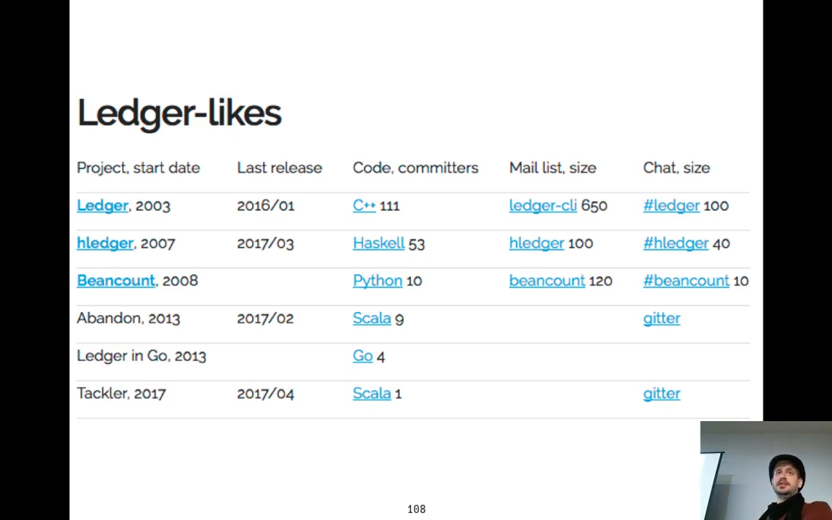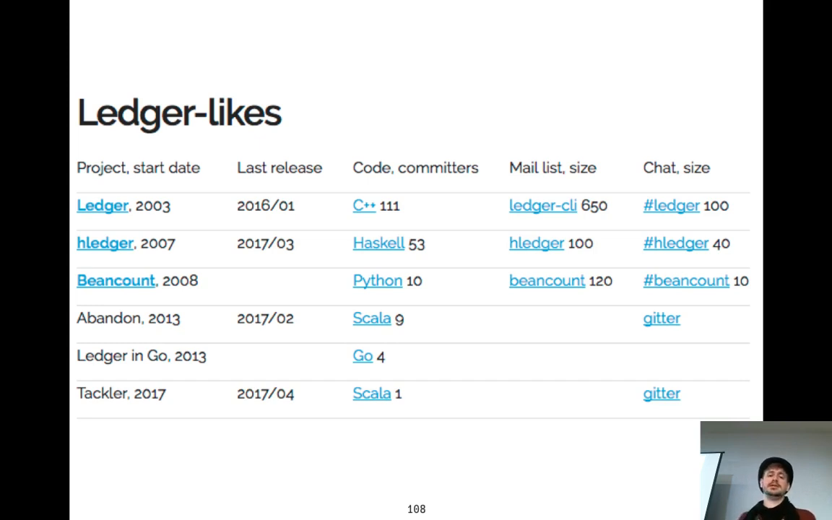Many have existed throughout time, but these are the ones that are in active development. There's been more than 100 ledger likes throughout history. These are the ones that are active. The ledger at the top is the one that I've been talking about today, and is what I use for my time tracking at work and what I use for Code and Supply Scholarship Funds bookkeeping.